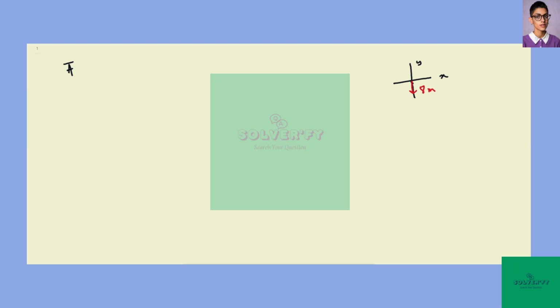Now, obviously, because it is in the minus y direction, the x component of vector A is 0, and the y component of vector A is simply minus 8 meters, because it is in the minus y direction. Now, let's get to vector B.